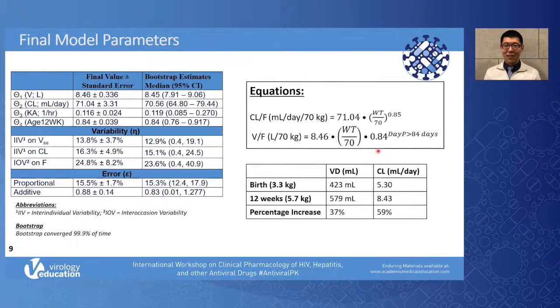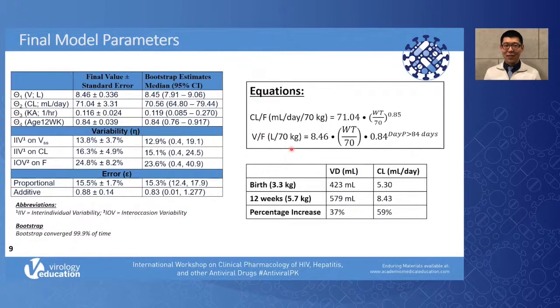Looking at the equation, our final model for parent clearance included allometry scaled weight, which is scaled to 0.85. The equation tells us that heavier infants tend to have higher clearance. Since there is substantial growth during the first 12 weeks of life, from a median weight of 3.3 kilograms at birth to 5.7 kilograms at 12 weeks, there is a 59% increase in parent clearance during the first 12 weeks of life. Volume of distribution was scaled by weight and described by age effect.